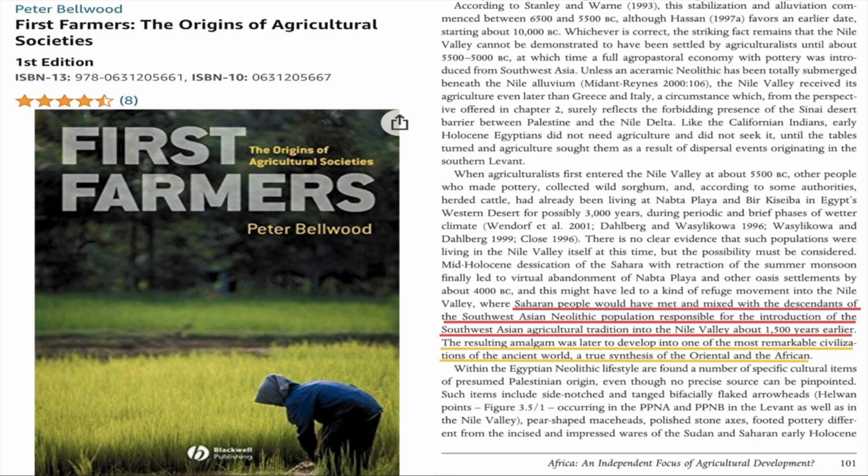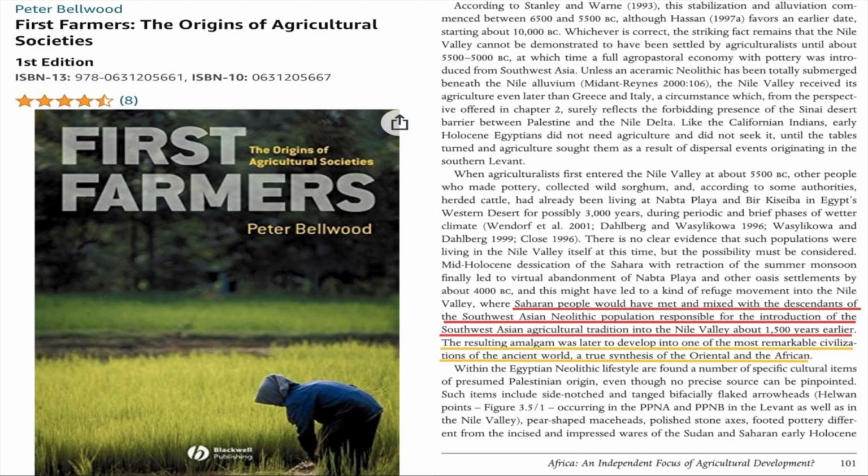First Farmers: The Origins of Agricultural Societies. And it reads, Saharan people would have met and mixed with the descendants of the Southwest Asian Neolithic populations, which would be Natufians, responsible for the introduction of the Southwest Asian agricultural tradition into the Nile Valley about 1,500 years earlier.